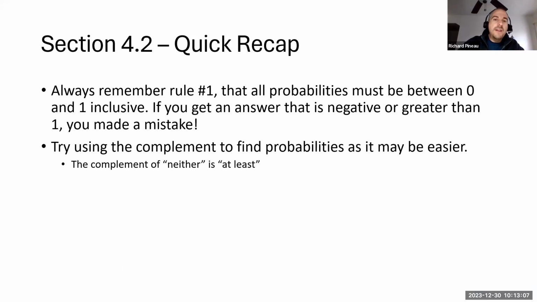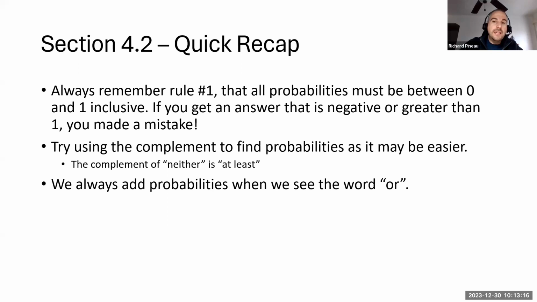The complement of neither is at least, and that also works vice versa, guys. The complement of at least is neither, so that might come in handy for you. Keep an eye out for that key word.